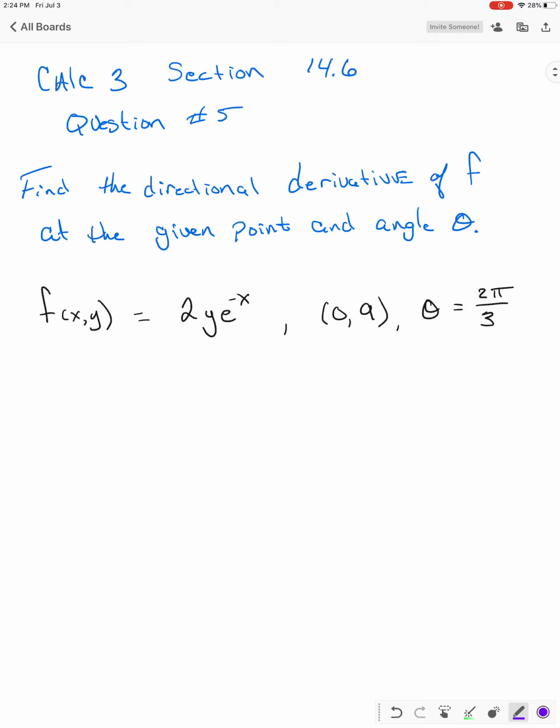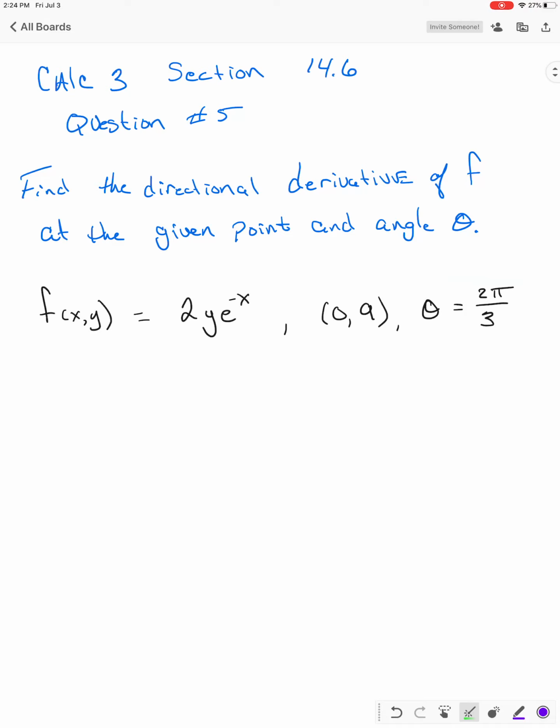So we're asked to find the directional derivative of a function f at the given point and some angle. We are given the function of two variables x and y, f(x, y) = 2y e^(-x). We're asked to find that directional derivative at the point (0, 9), and we have a direction angle of theta equals 2 pi over 3.